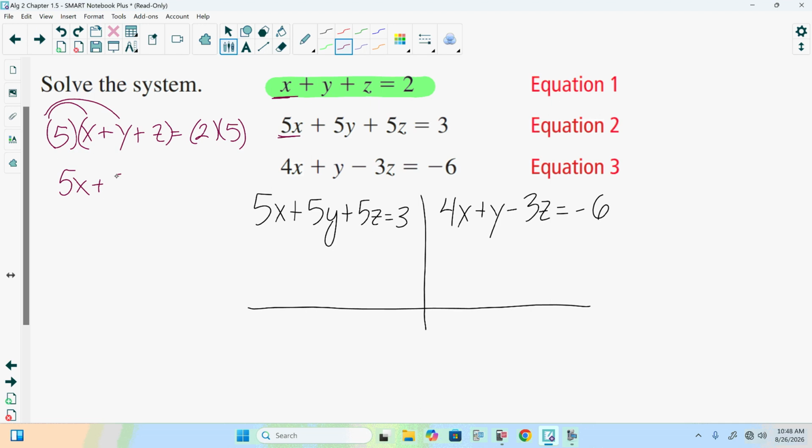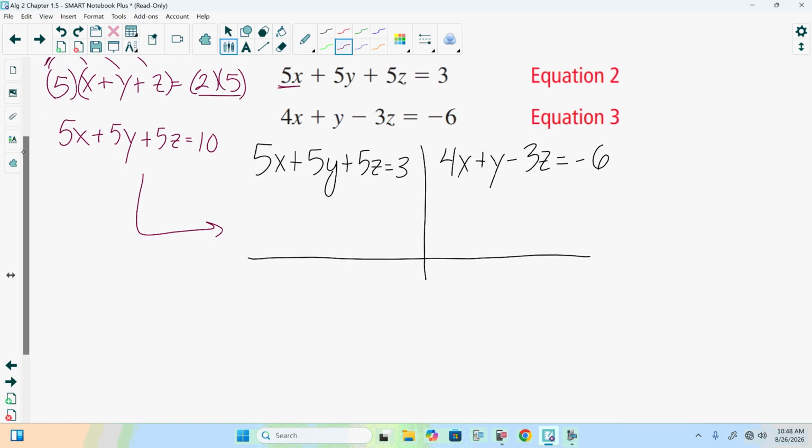5 times y is going to give us plus 5y. And 5 times z is going to be plus 5z. Is equal to 2 times 5 is 10. And once we finish multiplying through, we're going to put it under the equation we want to eliminate x from. We'd have 5x plus 5y plus 5z is equal to 10. Questions on any of this so far?